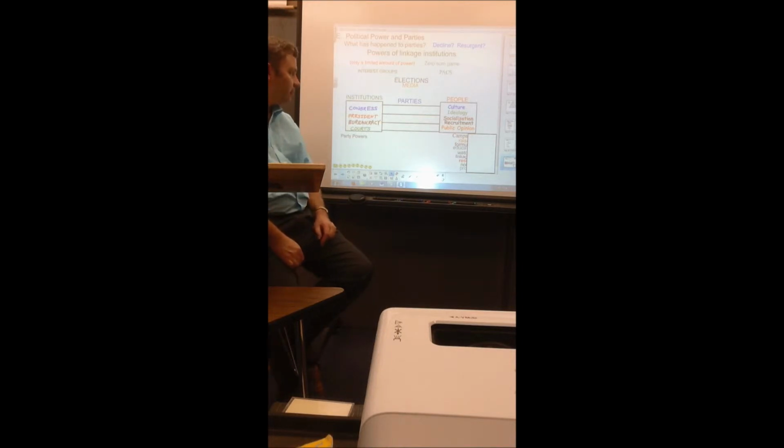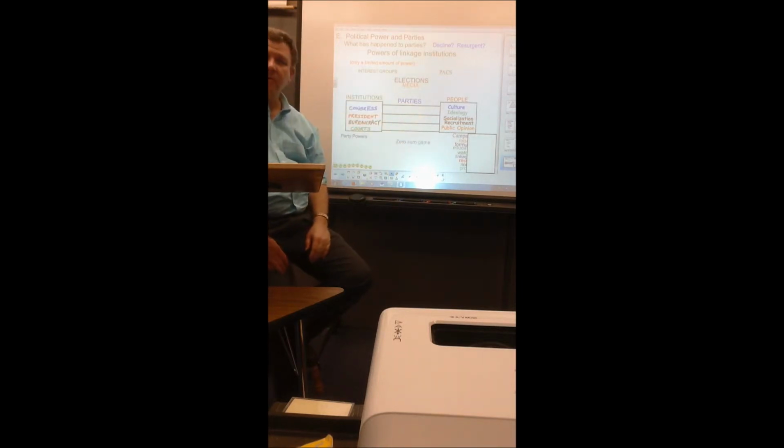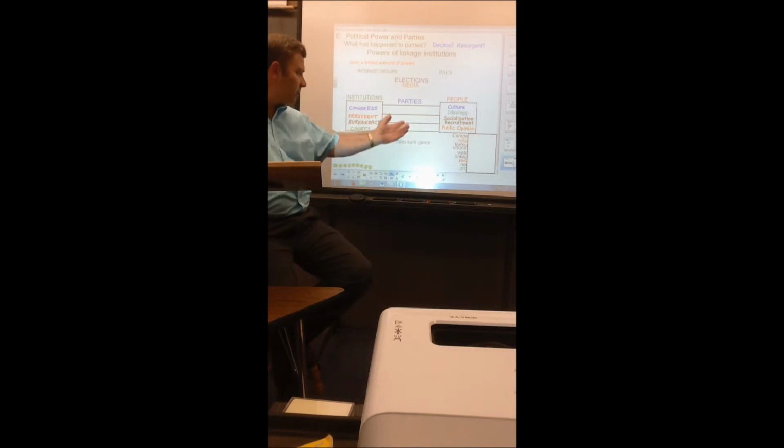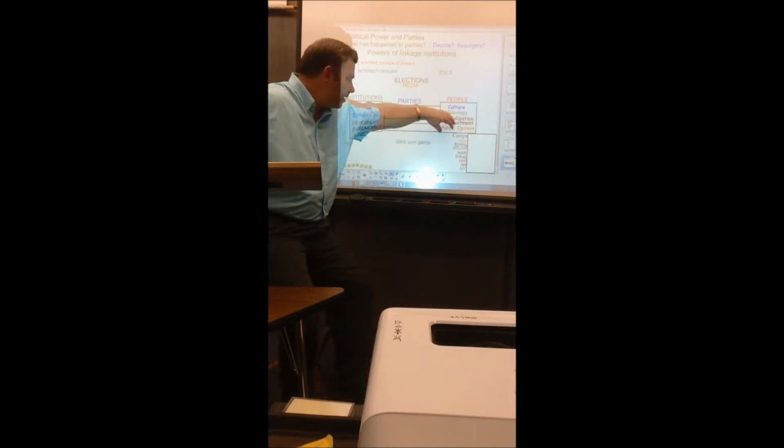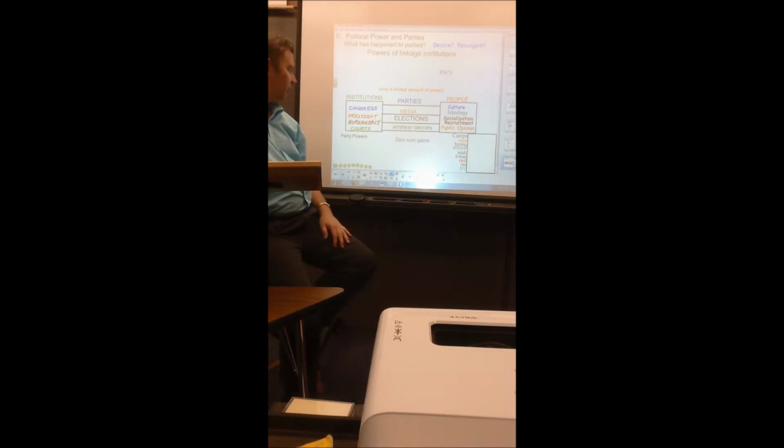Go back here. Remember, we have our linkage institutions here, and we have what is called the zero-sum game. What does that mean, Joel? The zero-sum game? That whenever somebody gains power, somebody else has to lose power. All right, so nobody can gain power without somebody losing. So we have the people and all these items over here. We have the parties over here. We have the media, the elections, and we also have the interest groups. There's only so much power here.